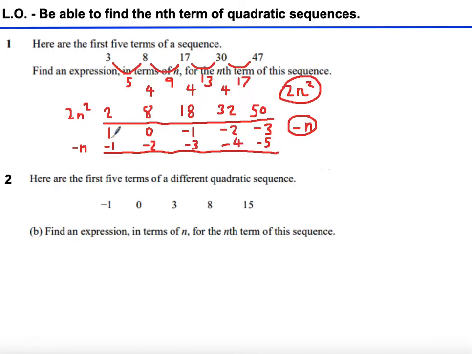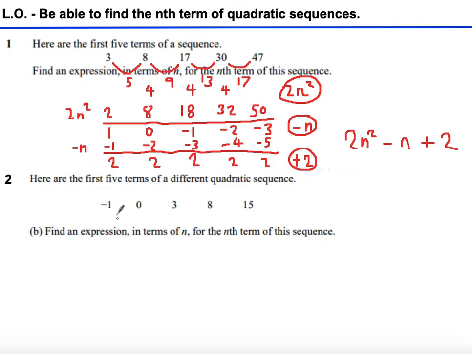Now, you've got to be careful here because it's going to be a minus minus, which always equals a plus. 1 minus minus 1 is 2. 0 minus minus 2 is 2. Minus 1 minus minus 3 is minus 1 plus 3, so that's also 2. Same case here, minus 2 minus minus 4 is also 2. Minus 3 minus minus 5 is also 2. So we know now that plus 2, positive 2, is part of our sequence. So the overall nth term for this sequence is 2n squared minus n plus 2.